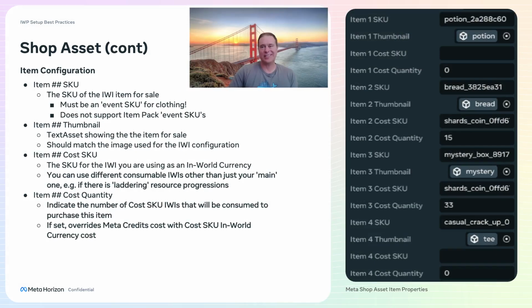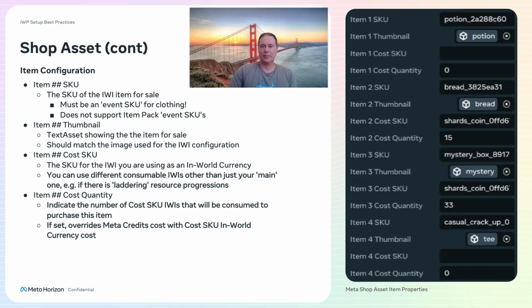And then the item configuration, again, is very similar to the shop gizmo. You put the SKU in, there's no drop-down list here, you have to put the SKU in. You have to put the thumbnail of the item in yourself because it's not able to get it from the commerce itself. And then the cost SKU and the cost quantity: if you're using your in-world currency, like the shards coin, to sell things, you can say which currency it is and how much it costs.